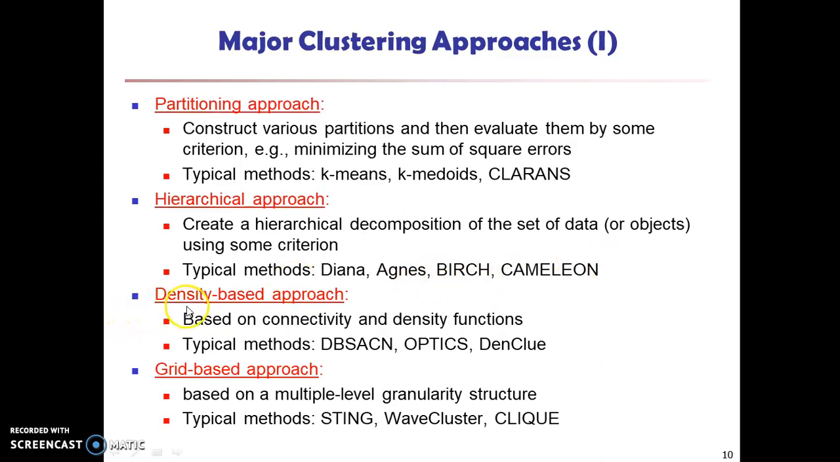The next one is the density based approach. Here we are completely dependent on the density of the cluster. It is based on connectivity and density functions. Typical methods are DBSCAN, OPTICS, and DENCLUE. Then the grid based approach, which is based on multi-level granularity structures. Examples given are STING, WaveCluster, and CLIQUE.